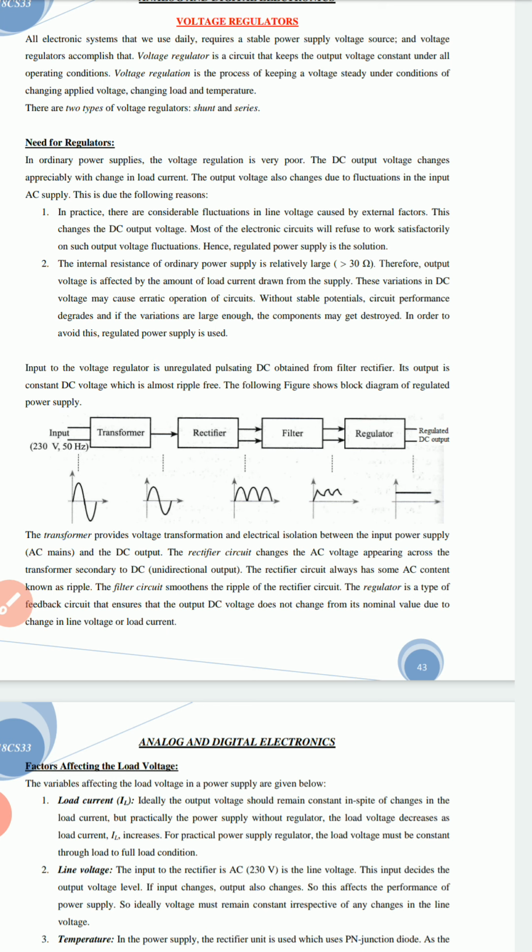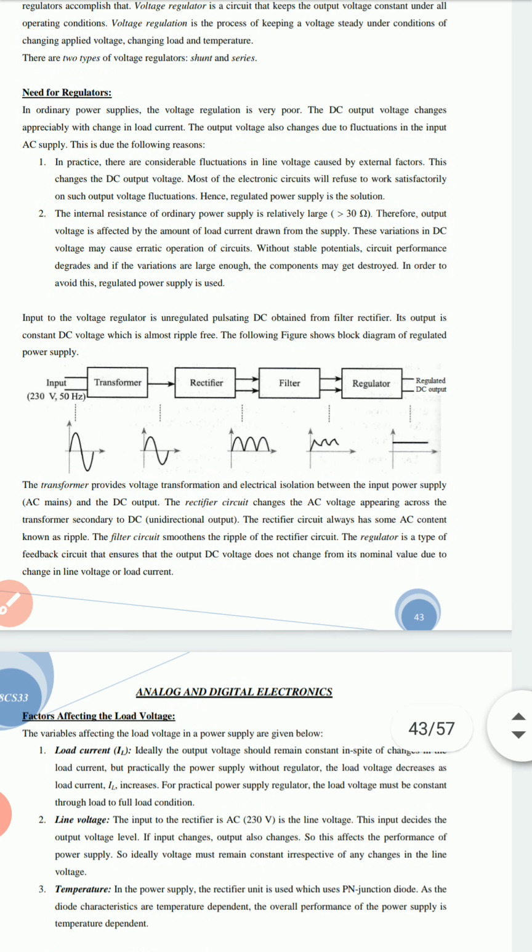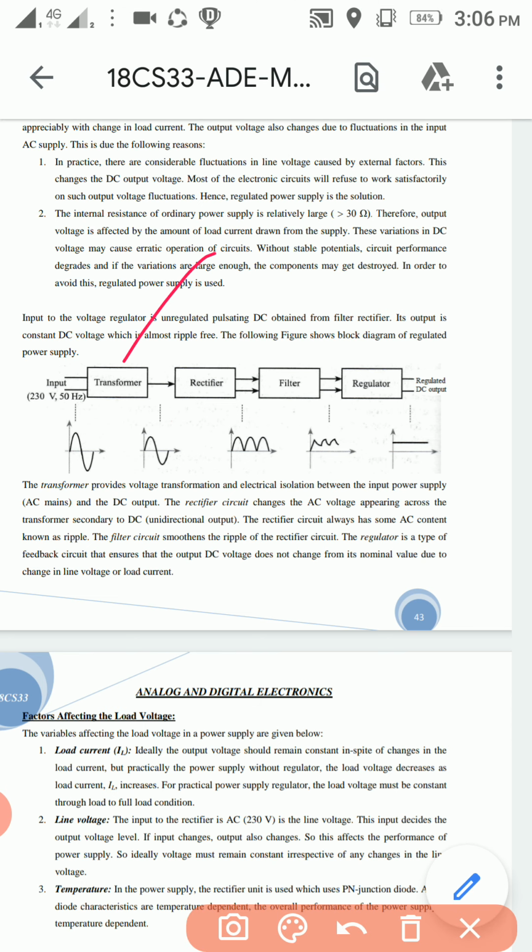So what it means is that, in this entire block, the first thing is the transformer. It provides electrical isolation between the input power supply, that is AC, and the DC output. The rectifier changes the AC voltage appearing across the transformer secondary to DC.